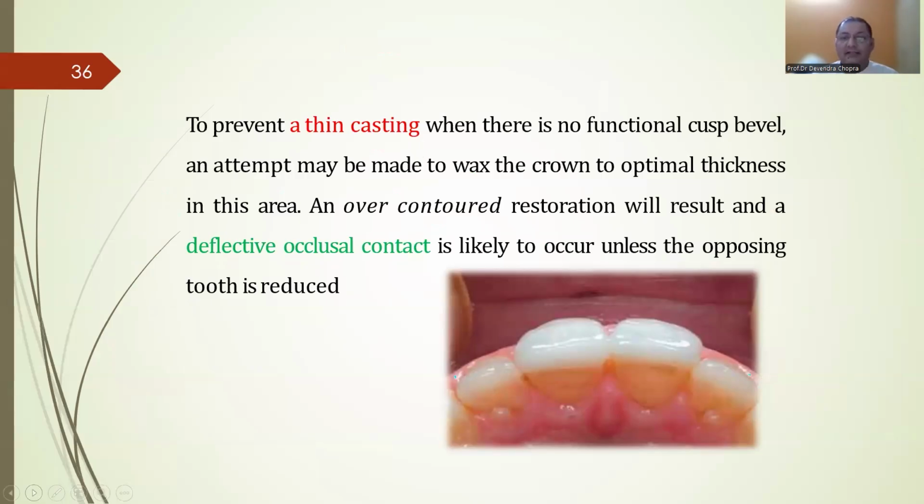To prevent a thin casting when there is no functional cusp bevel, an attempt may be made to wax the crown to optimal thickness in this area. So, an over-contoured restoration will result and a deflective occlusal contact is likely to occur, which can create TMJ problems also. Next slide.